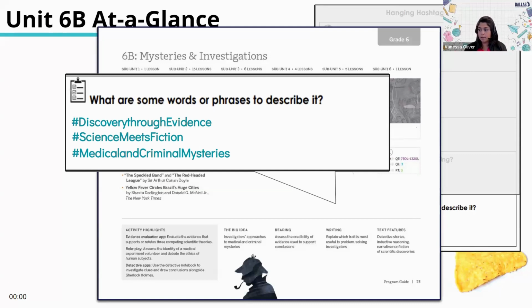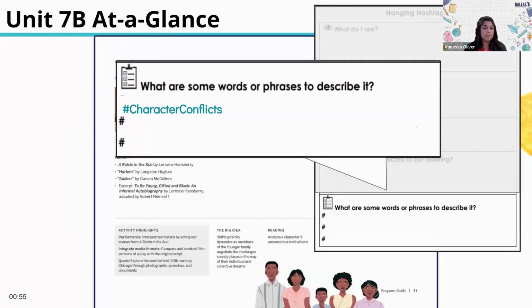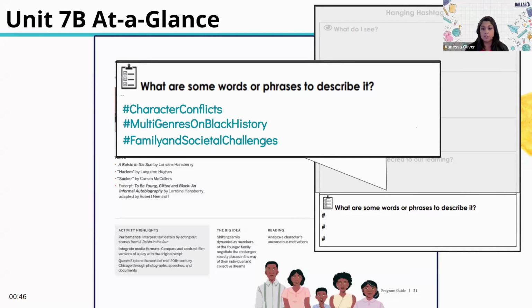Okay, so now we are going to look at 7B, which is character and conflict. Seventh grade teachers, you've already started unit 7B. Some hashtags for this unit poster would be hashtag character conflicts, hashtag multi-genres on Black history, and hashtag family and societal challenges.